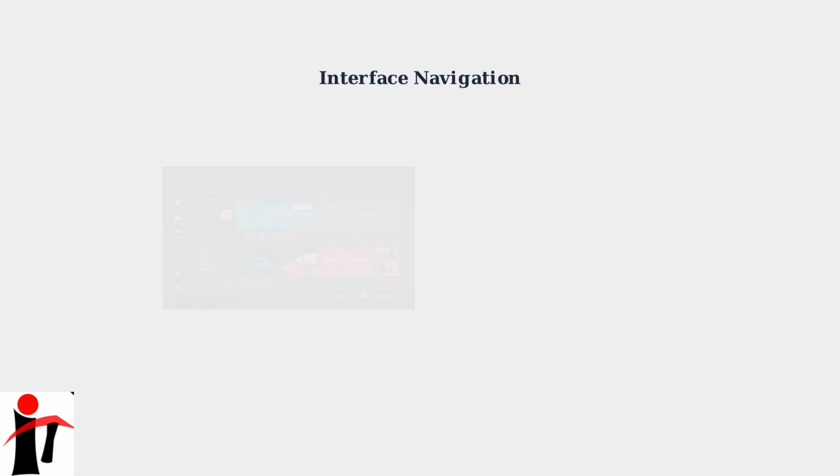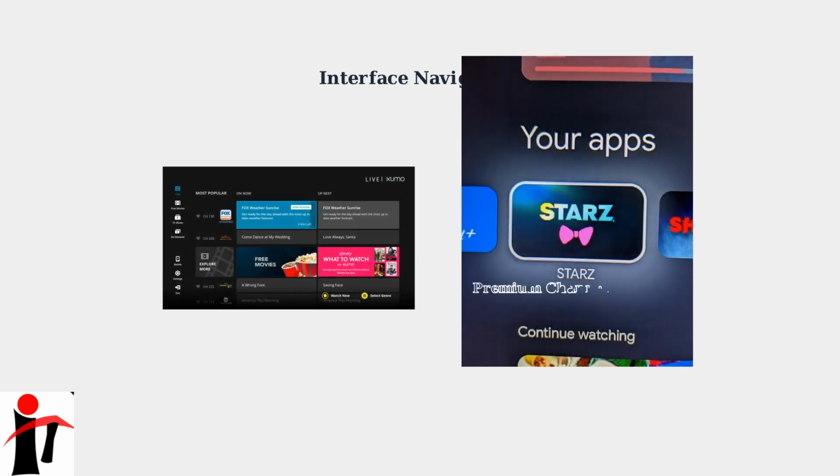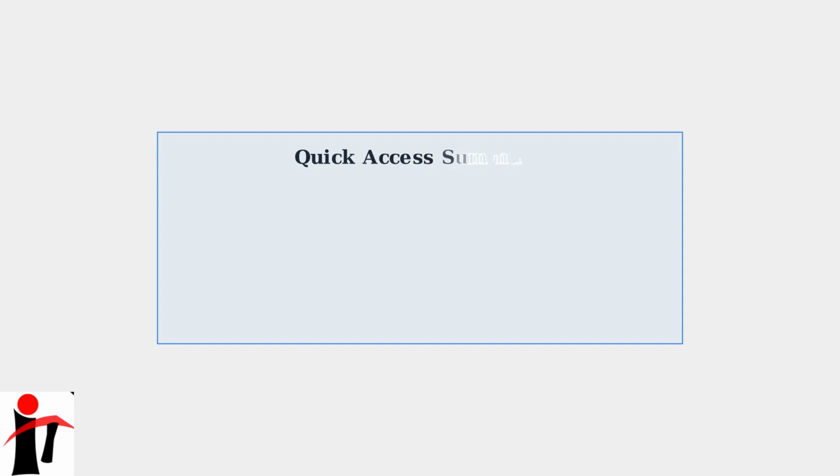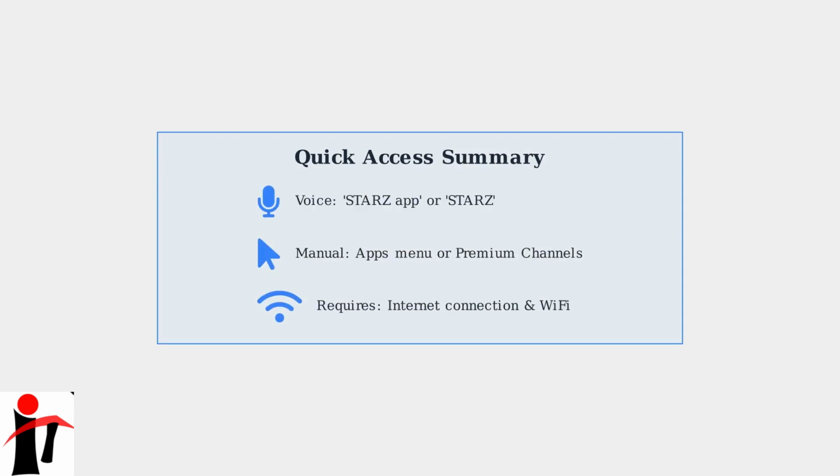When browsing manually, you'll find the STARZ app in your Apps menu. The Premium channel appears in the Xumo Premium Channels row on your home screen with a special banner. Remember, both methods give you access to STARZ content, but they may require different subscriptions. The voice remote is your fastest option for launching either the app or Premium channel.